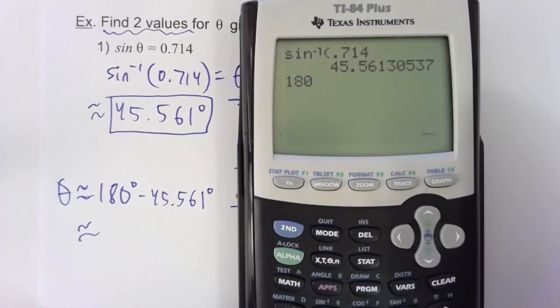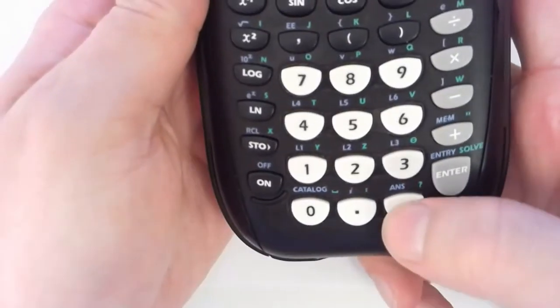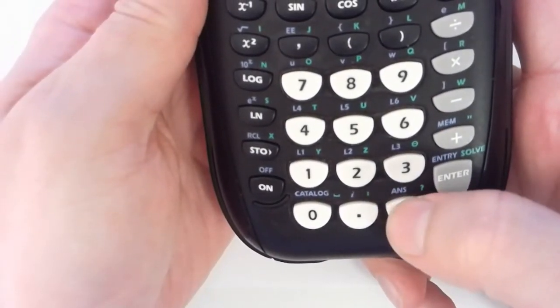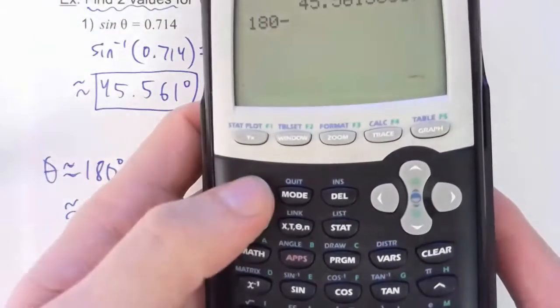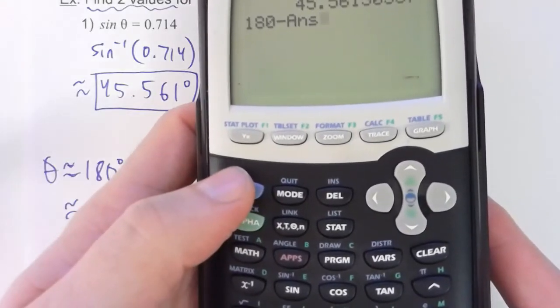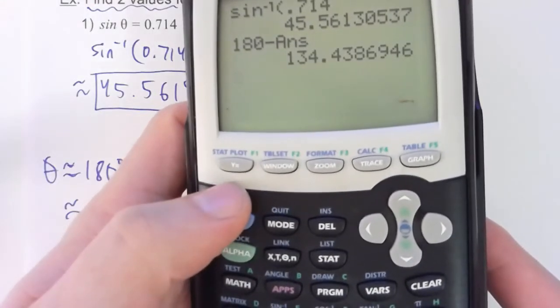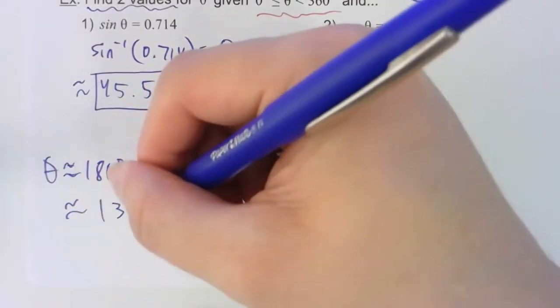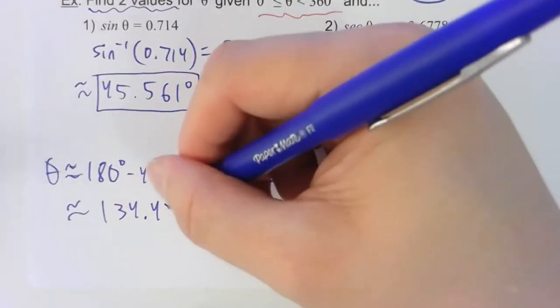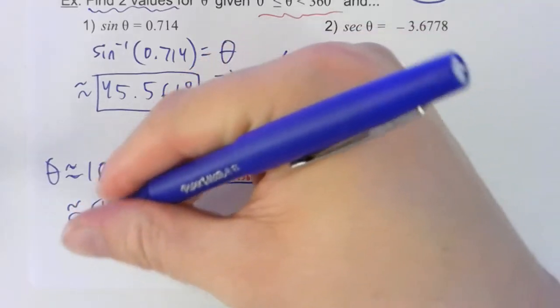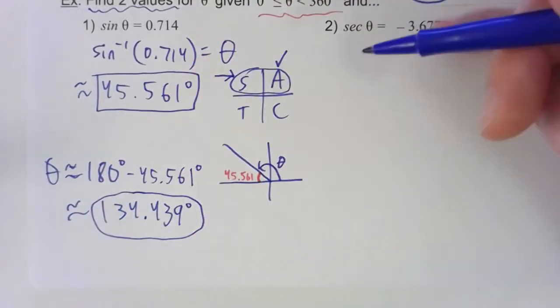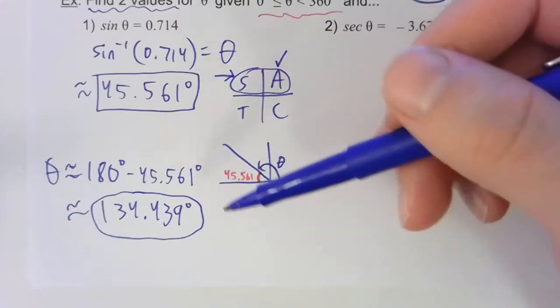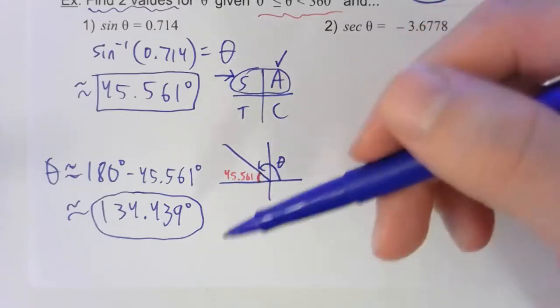Okay, and also that would take longer. Let's be lazy, efficient. 180 minus, there's an ANS button. If you look above negative, it says ANS there. So you can do second negative, 180 minus ANS, and get this angle here. About 134.439 degrees.